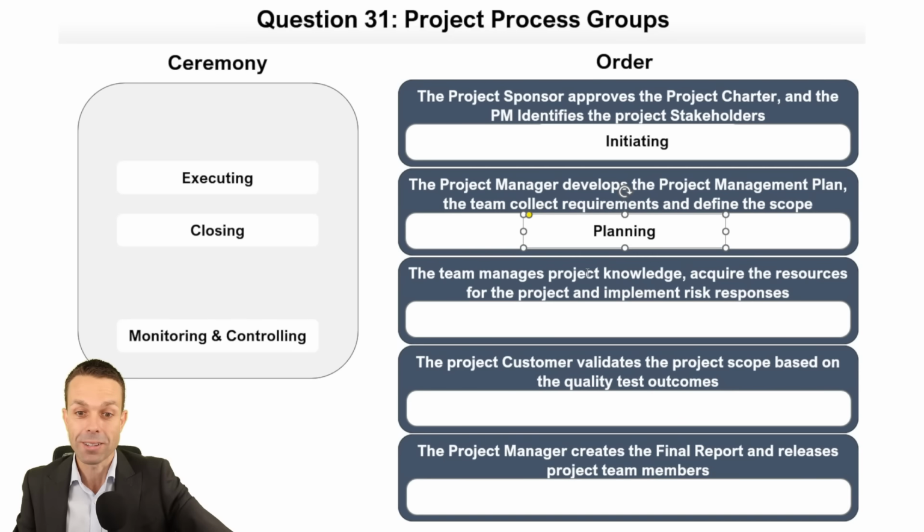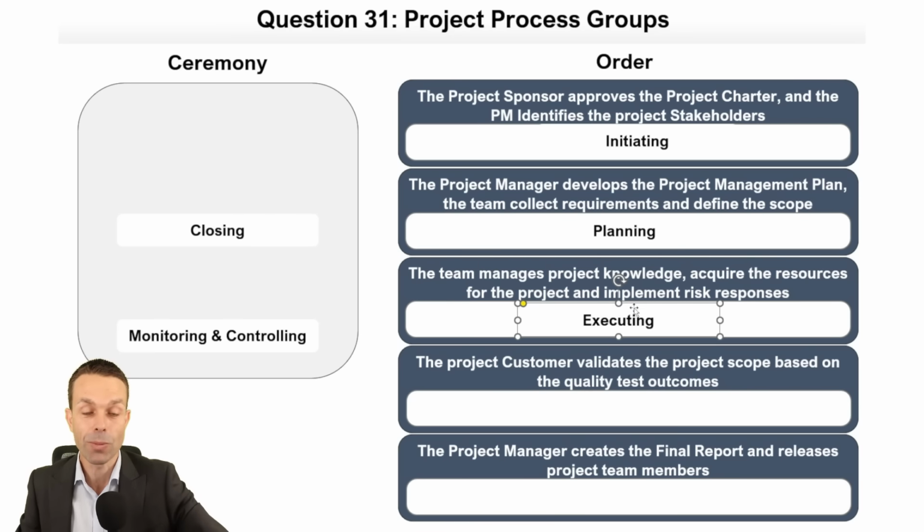Really, really cool. The team manages project knowledge, acquire resources. We're doing things, we are executing things, and we implement the risk responses. We're doing the risk responses as well, executing. And the project customer validates the project scope based on the quality test outcomes.